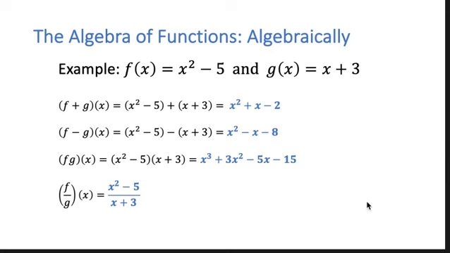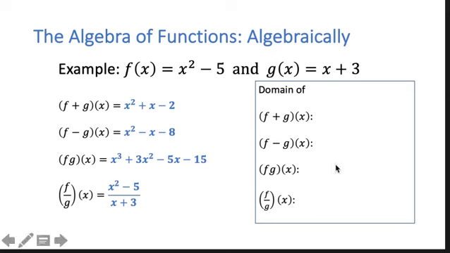So what I want to do next is talk about the domain of these functions. So the domain of f plus g of x and f minus g of x, f times g of x, and f divided by g of x. So remember, when we're finding the domain, we're trying to find those values that we cannot use because either we're taking the square root of something negative or it leads to a 0 in the denominator. So that's what we're looking for.